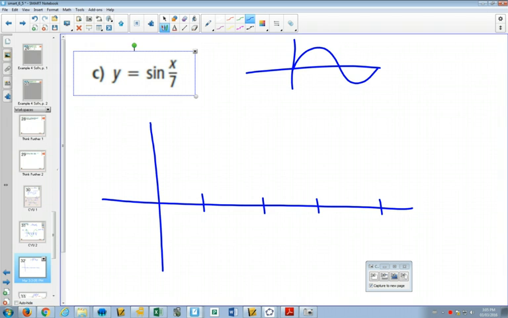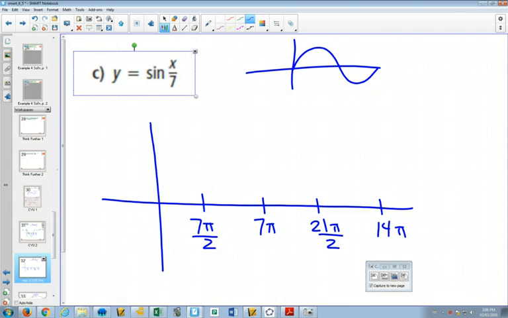So instead of having 2 pi here, it's going to be 14 pi. And half of that, 7 pi. And half of that, 7 pi over 2, or 3.5 pi. 1 7 pi over 2, 2 7 pi over 2s, 3 7 pi over 2s. 3 times 7 is 21. 21 pi over 2 will be your third.